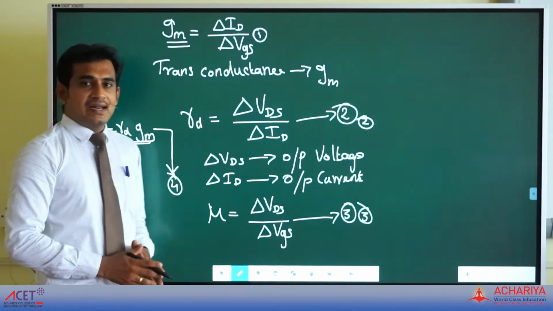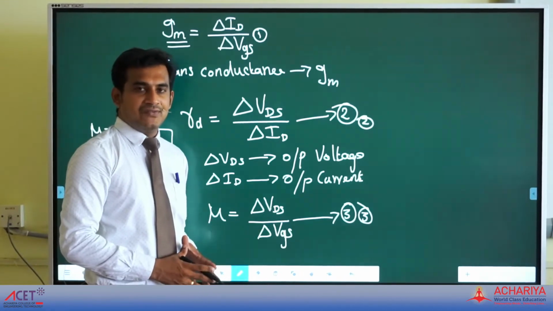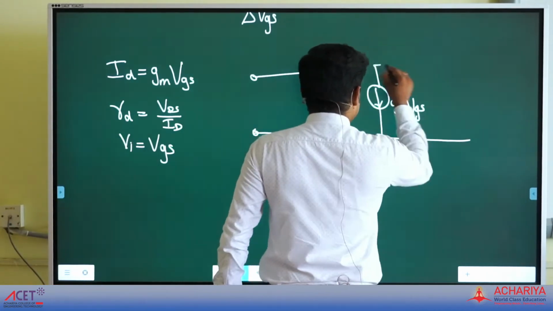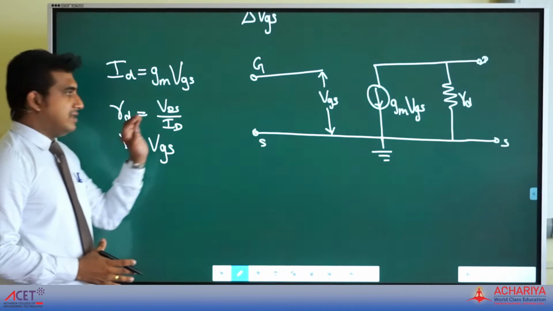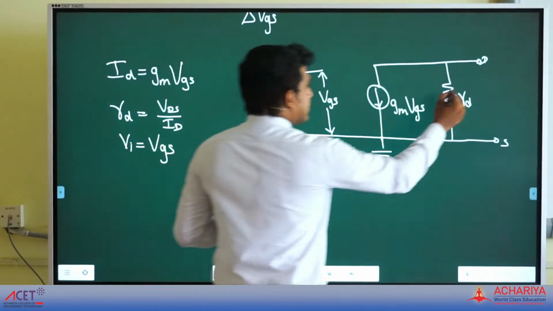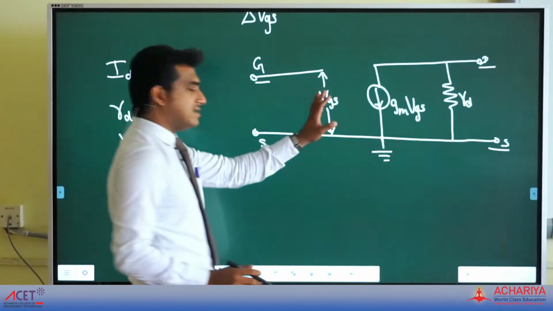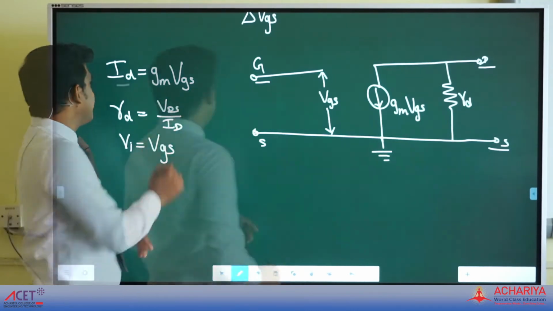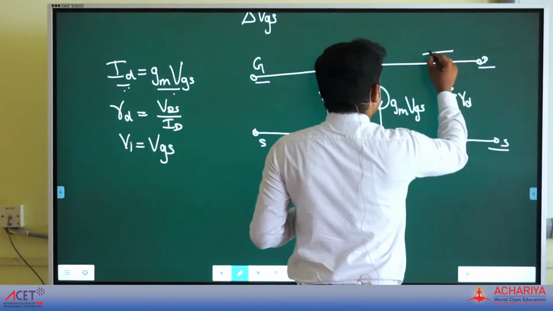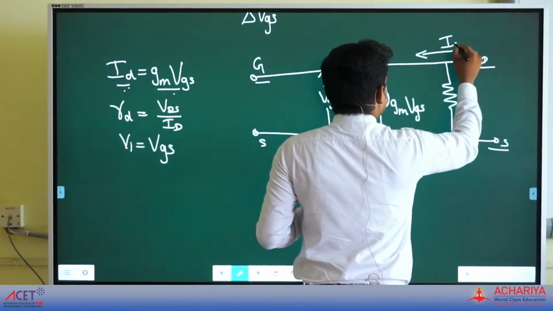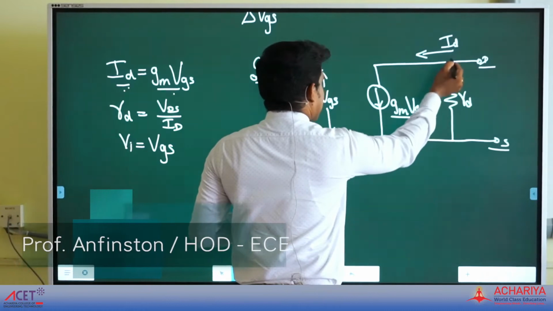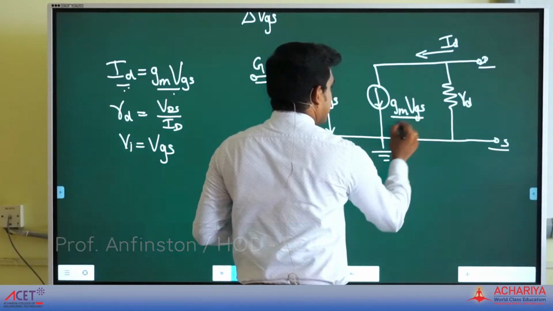Using this equation, we can write the hybrid equivalent model for the field effect transistor. This is the equivalent circuit of the field effect transistor. This is the gate terminal, this is the drain terminal, this is the source terminal. This diagram was drawn using these equations. We know that ID is equal to gm VGS. ID means the output current, the output side current. In the internal circuit we draw the current source gm VGS, with the current flowing through this side.